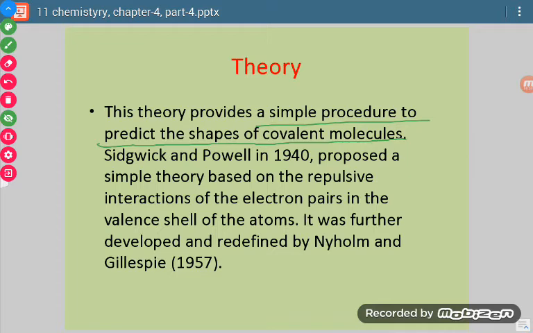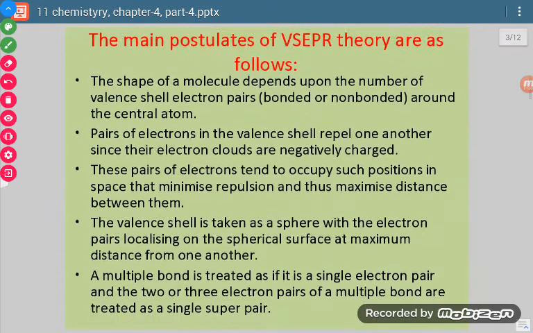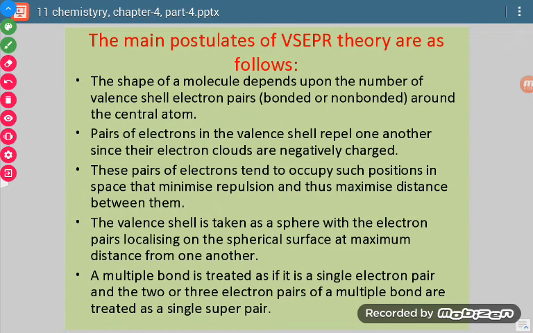This was given by Sidgwick and Powell in 1940. They proposed it on the basis of repulsive forces between the electron pairs. Which electron pairs? Of the valence shell of the atom. And two other scientists, Nyholm and Gillespie, further developed this theory. Now, what is there in this theory? The different postulates of this theory are as under.